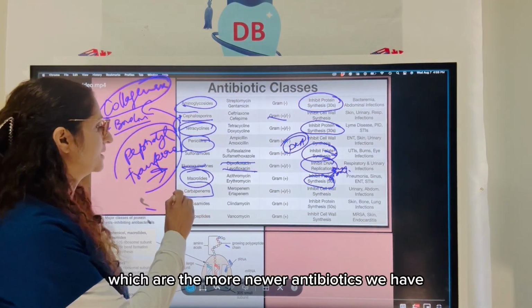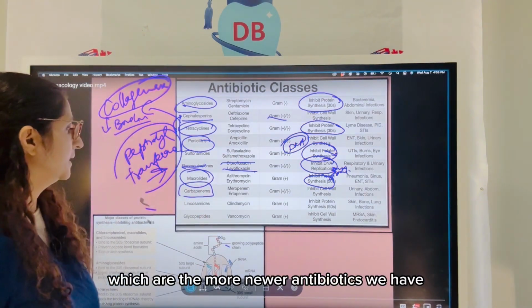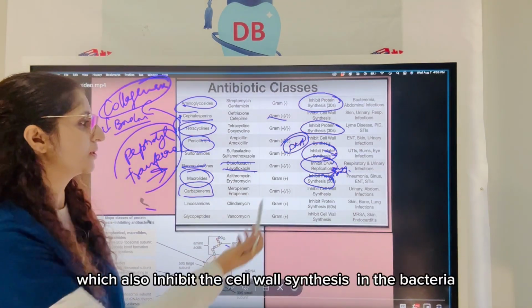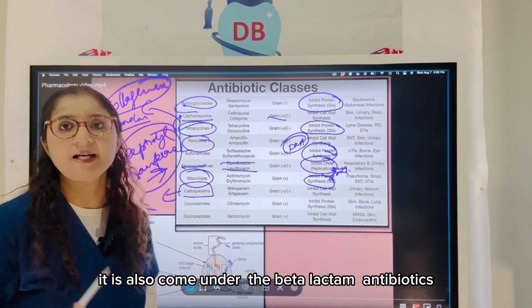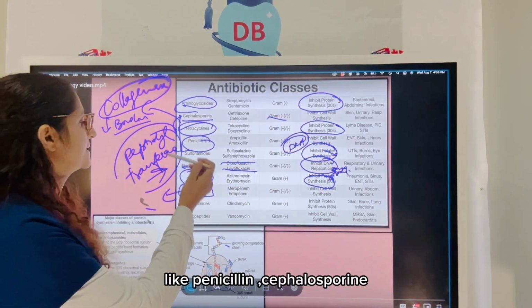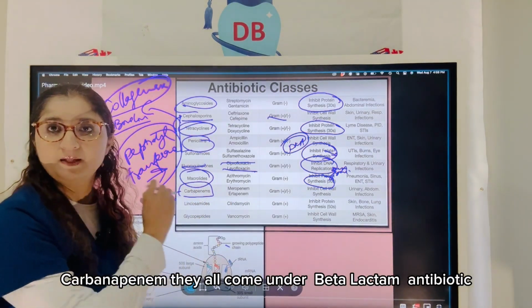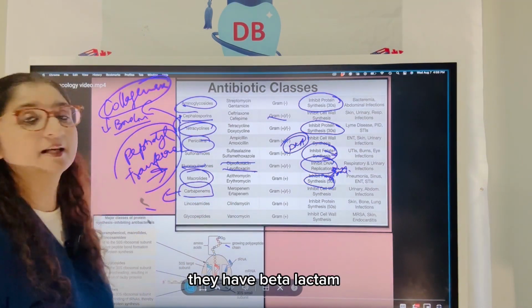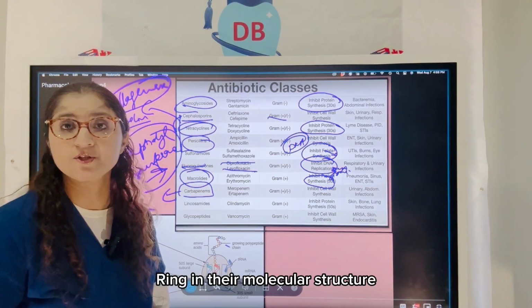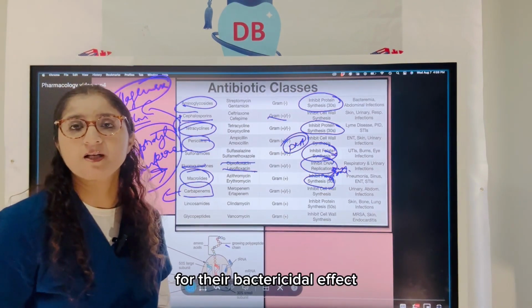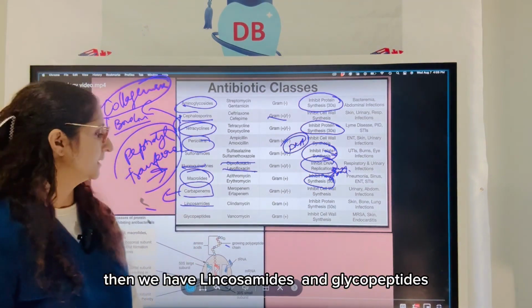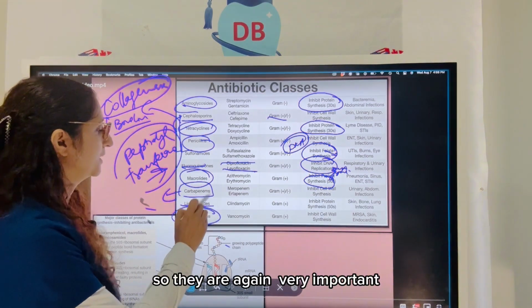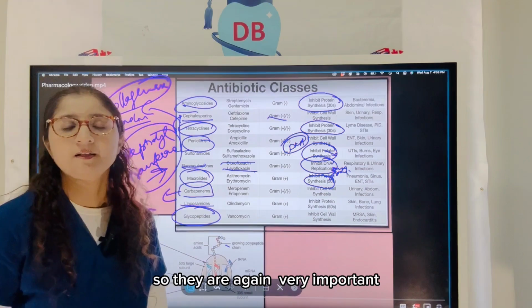The other group, which are newer antibiotics, is carbapenem, which also inhibits cell wall synthesis in the bacteria. So it also comes under the beta-lactam antibiotics, like penicillin, cephalosporin and carbapenem. They all have a beta-lactam ring in their molecular structure, and that is very important for their bactericidal effect. Then we have lincosamides and glycopeptides. So they are again very important.